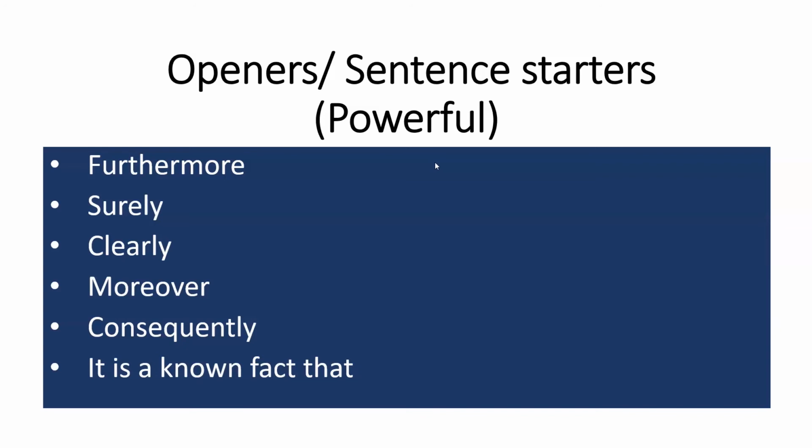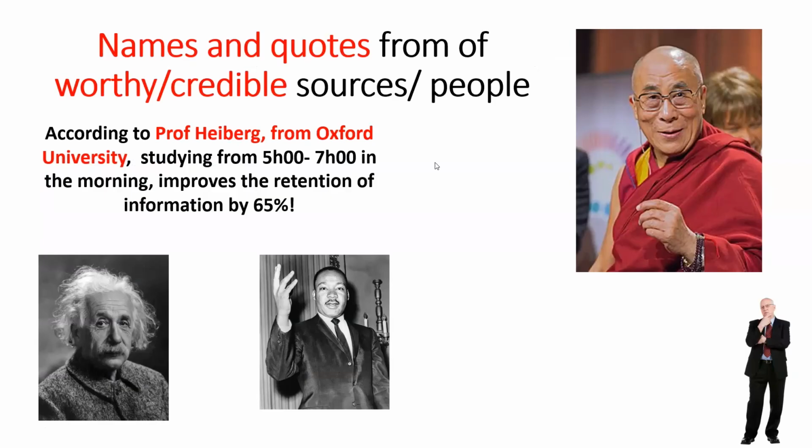This is what we look for when we're marking your assessments, when we're marking your exams at the end of the year. Now, I want to talk to you about using credible and worthy sources in your writing. These are names and quotes from worthy sources. For example, according to Prof. Heiberg from the University of Oxford, studying from 5 to 7 in the morning improves concentration and the retention of information by 65%.